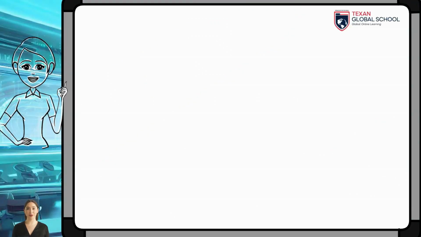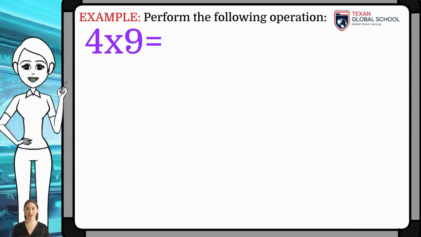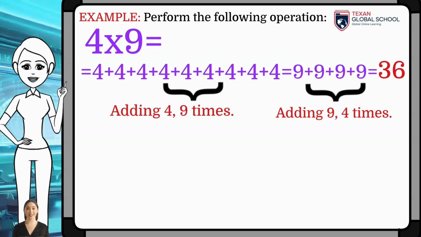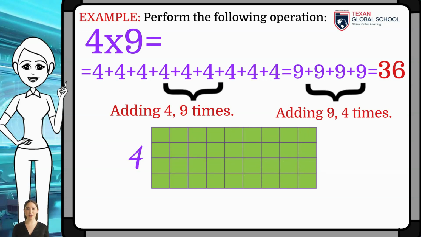Now, multiply 4 by 9. So, we add 4 9 times, or we add 9 4 times. Therefore, 4 times 9 is 36. The model represents 4 rows by 9 columns, so we have 36 ones. Hence, we conclude that 4 times 9 is 36.